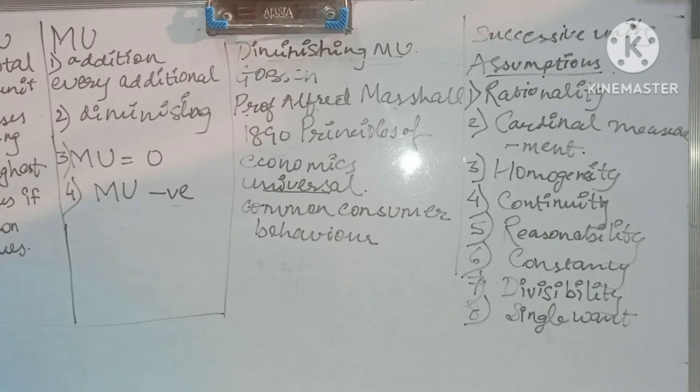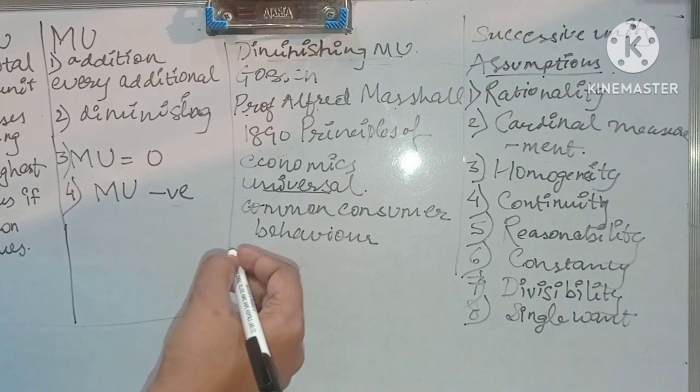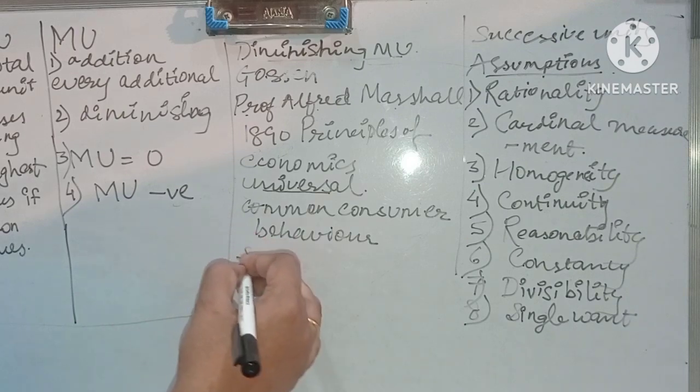It is based on common consumer behavior that utility derived diminishes with reduction in intensity of want. So as you go on consuming things, the marginal utility diminishes. Once your intensity to have that thing is less, the marginal utility diminishes. What is the statement of law?